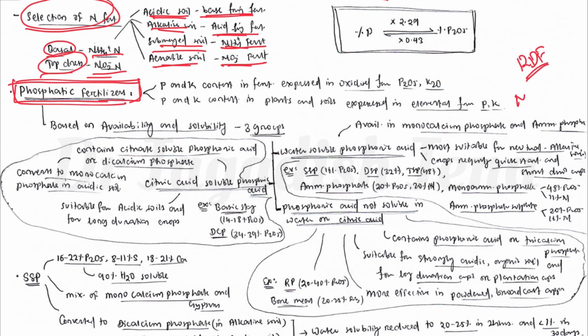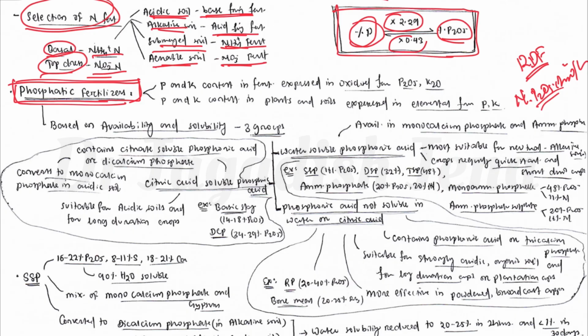The unit is N, P2O5 and K2O, in kg per hectare. As phosphorus and potassium are always presented in oxidized form, there is a conversion factor you have to remember. For phosphorus, to get percentage P2O5 you multiply percentage P by 2.29. To get percentage P from percentage P2O5, you multiply by 0.43.